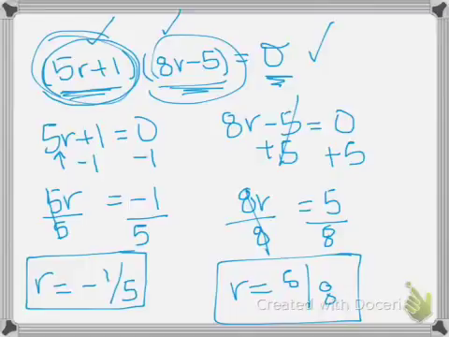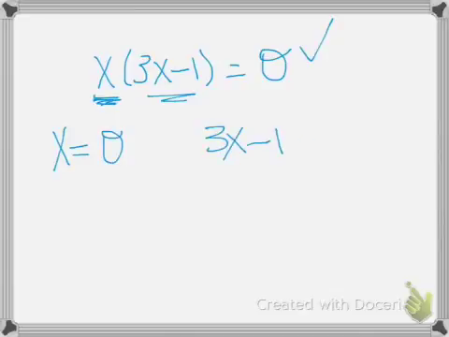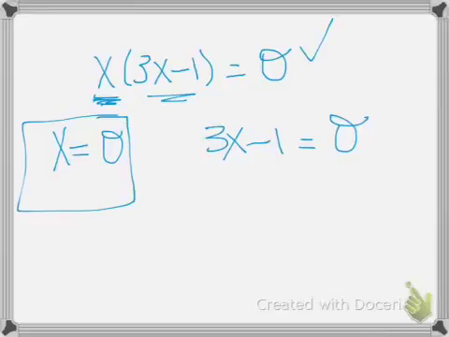Sometimes we have problems that are not factored, but we're going to go over one more that's factored. Once again, this problem, x(3x - 1), is already set equal to 0, already factored. So you take your factors, which are x and 3x - 1, and you set them both equal to 0 and solve. Lucky you, because that one's already solved for you.